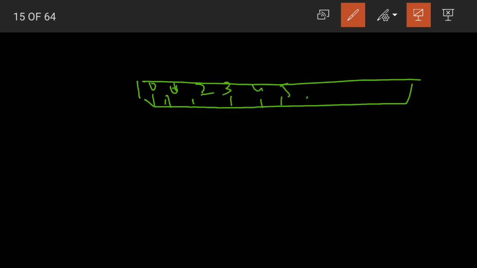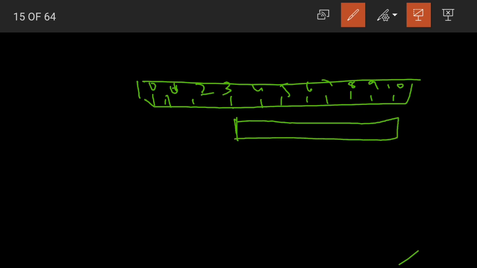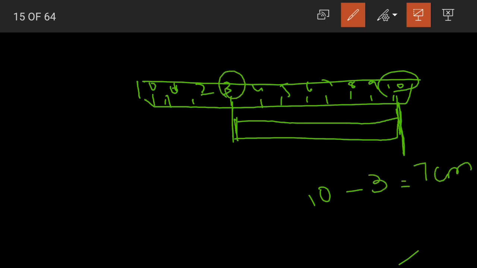Understood? Now in the same way, suppose I have another broken scale. Understood, children? And not only at 1 centimeter, you can keep the object at any centimeter. Suppose I am placing one end point of the object at 3 centimeters and the other end point is ending at 10 centimeters. Now what will be the length of this object? 10, the bigger number, minus 3, the smaller number, is equal to 7 centimeters. The length of this object becomes what, children?